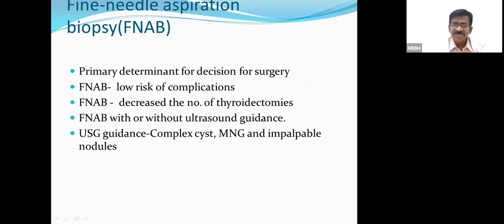Like if it's a complex cyst, biopsy has to be taken from the solid component. If it's a multinodular goiter, you have to take the biopsy from the suspicious nodule. And if it's impalpable nodules, you have to do the biopsy under ultrasound guidance. Next.